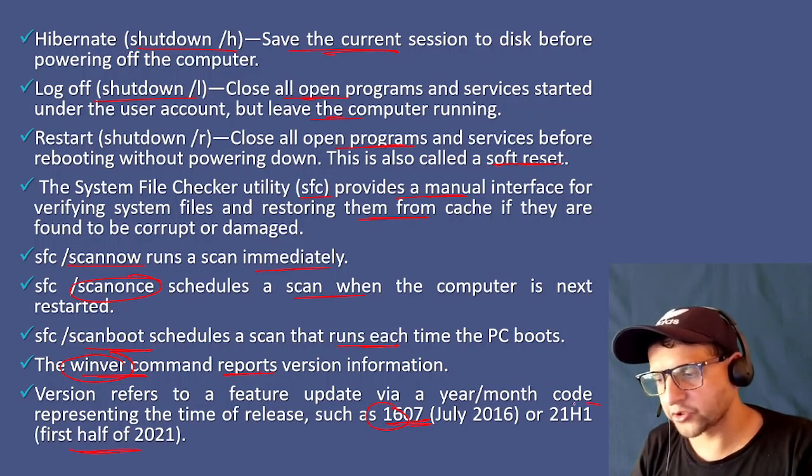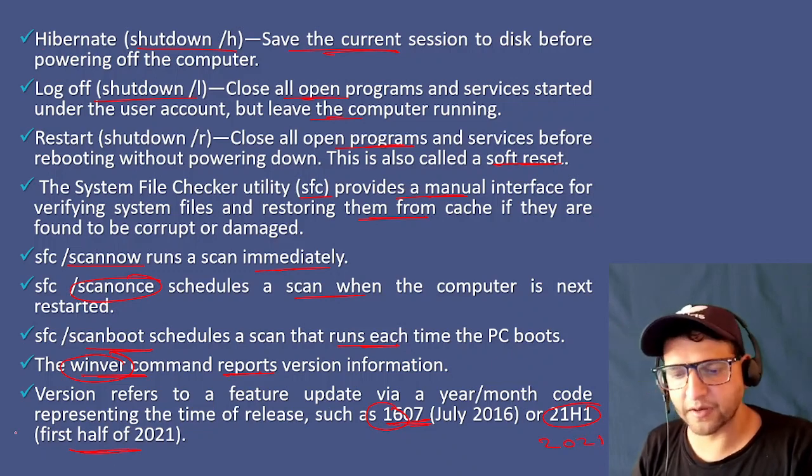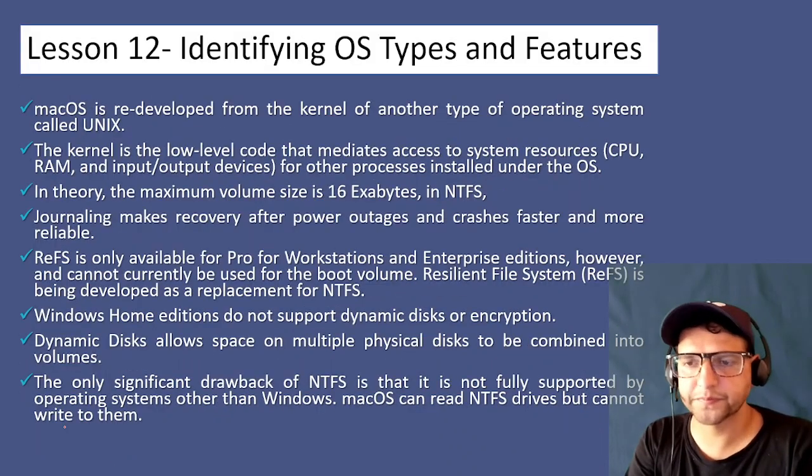Like you might see 21. So this is released on 16/7. So 7 is the month, right? July 2016, and this is 21H. So 21 is the year 2021, and H1 is the first half. So please remember those codes.